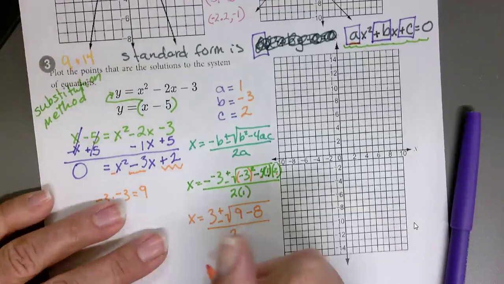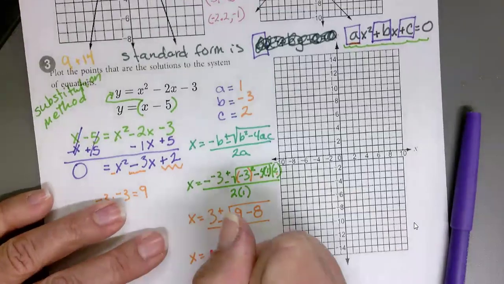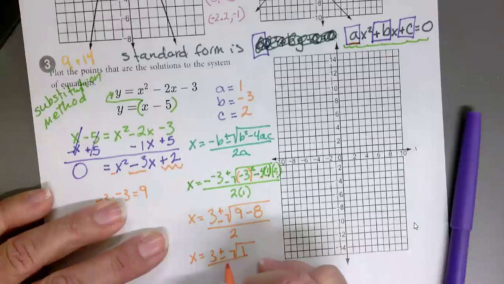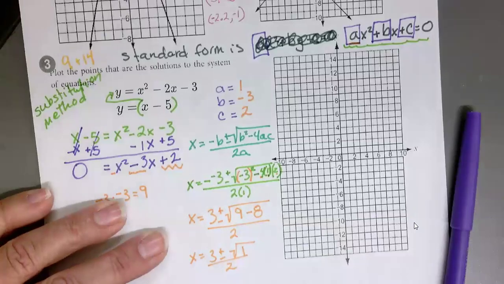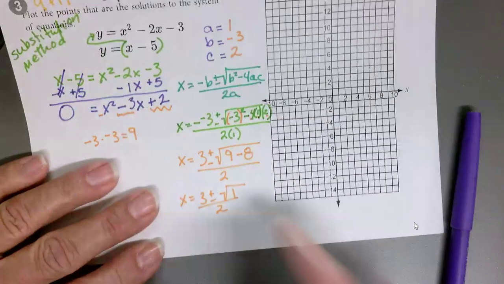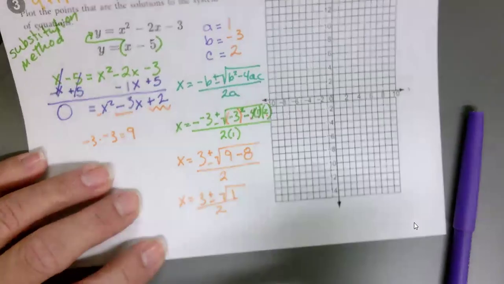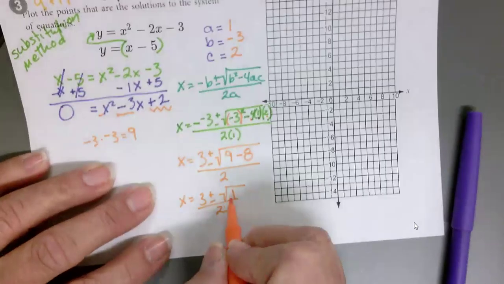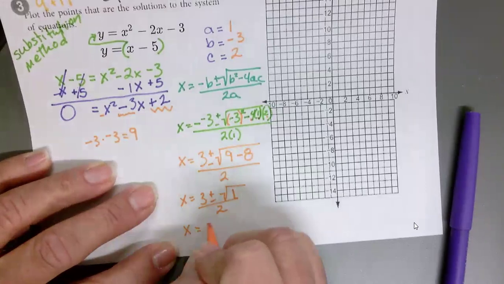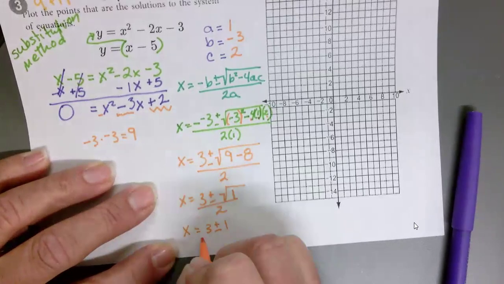And then I just keep doing math. So x equals 3 plus or minus the square root of 1 over 2. And then I'm going to write out one more step that I did not write out when I did this in class, but I feel like it might help some people. So the square root of 1 is 1. So then I have x equals 3 plus or minus 1 over 2.